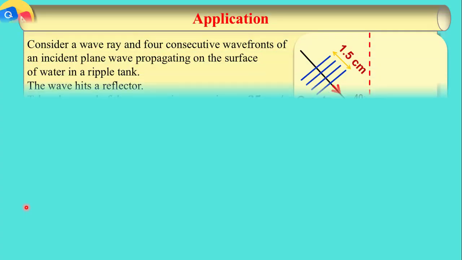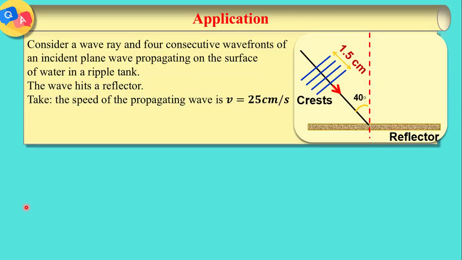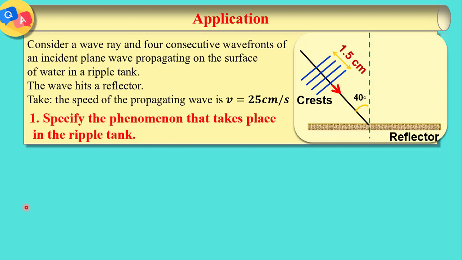Now, dear students, let's practice by solving the following application. But before you start, please don't forget to pause the video and try to solve the questions by yourself. Consider a wave ray and 4 consecutive wave fronts of an incident plane wave propagating on the surface of water in a ripple tank. The wave hits a reflector. The speed of the propagating wave is v equal to 25 cm per second. Specify the phenomenon that takes place in the ripple tank.